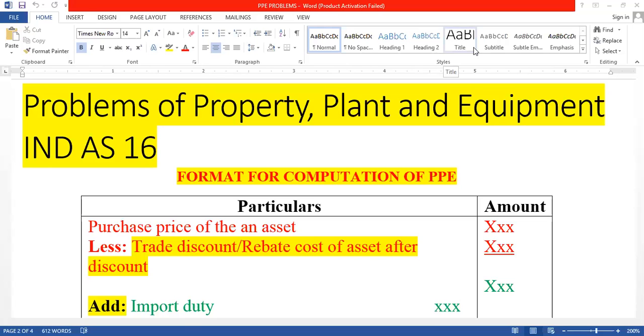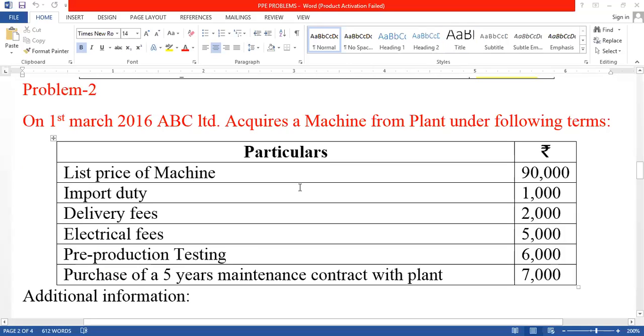In the second chapter, we are discussing the first accounting standard problems. We already completed the first problem in property, plant, and equipment. Now we are discussing the second problem in property, plant, and equipment. I have already given the format for how to calculate the cost of a machine or the cost of an asset in property, plant, and equipment.